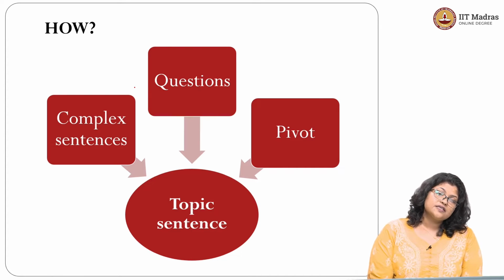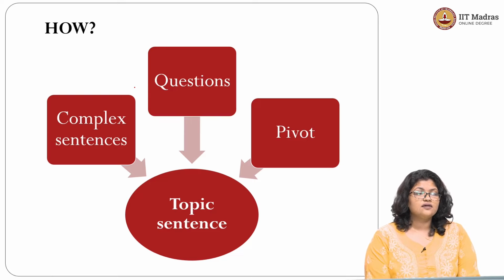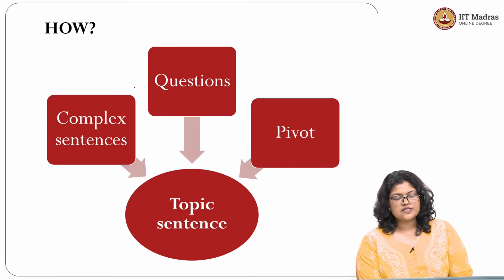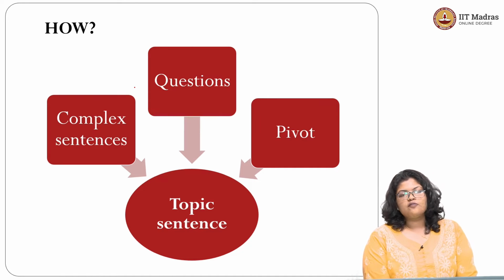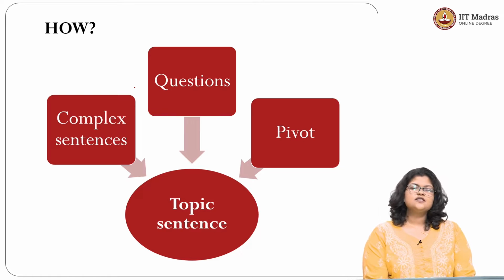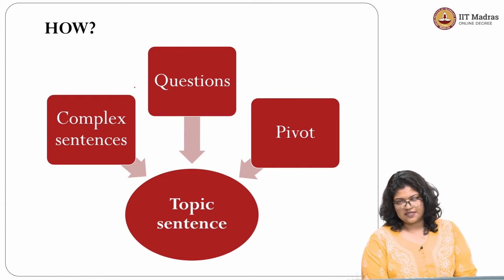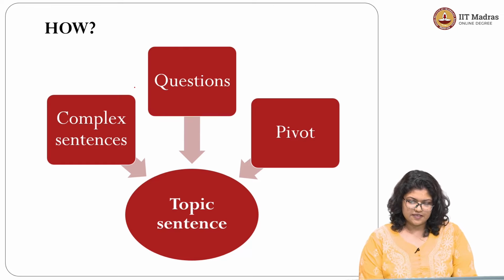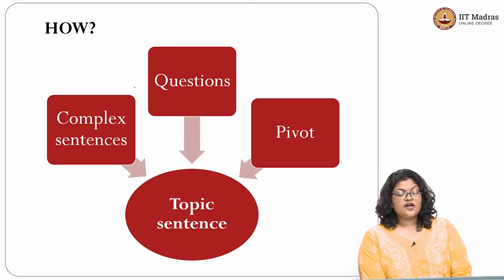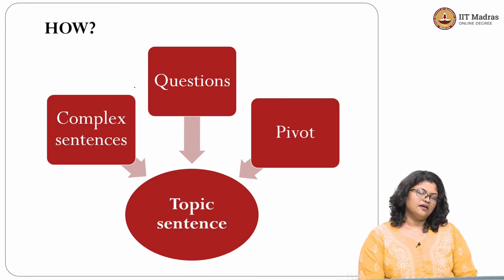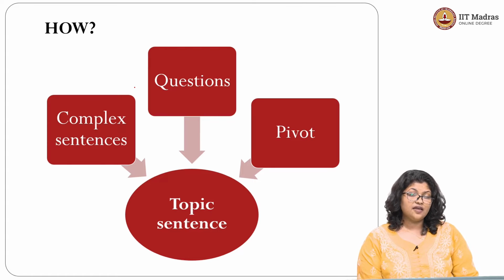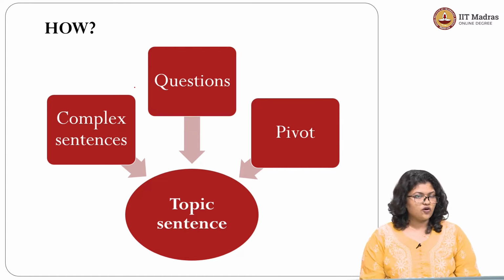So, topic sentences usually have a tendency to use complex sentences because they have better scope to represent things in their entirety than, say, a simple sentence, or a declarative sentence, right? Which is why complex sentences are very commonly and very popularly used to write topic sentences.